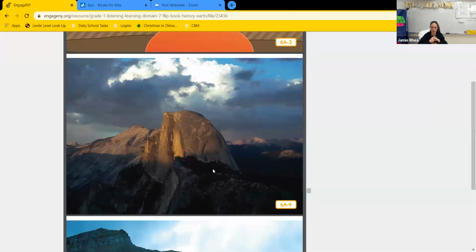This formation is called Half Dome, and it's located in Yosemite National Park in California. When you look at Half Dome, you are looking at an old magma chamber. A magma chamber is a pocket or place in the earth where magma collects. As more magma enters the chamber, it gets hotter and pressure builds, and the magma can force its way up to the surface in the form of a volcano. Or sometimes, as in Half Dome, the magma just gathers in the chamber and stays there without erupting.